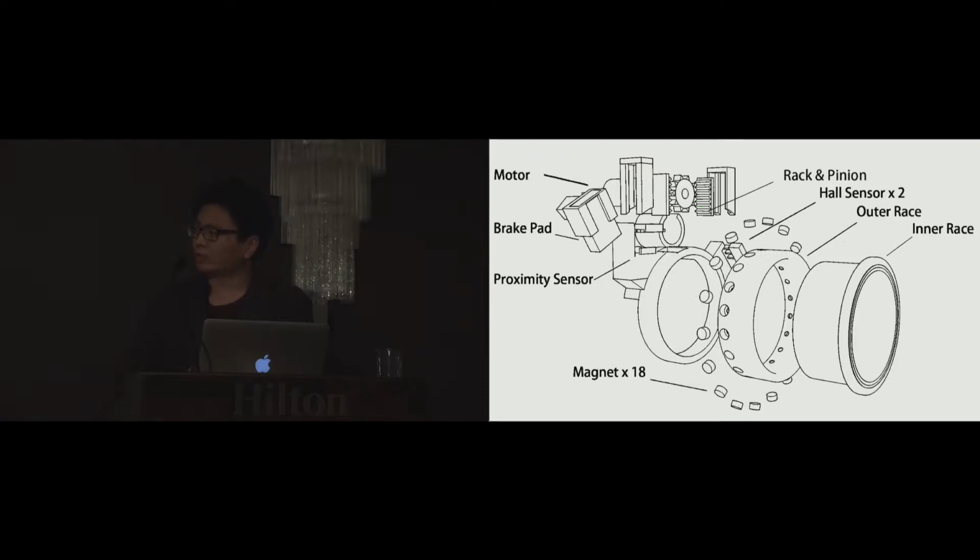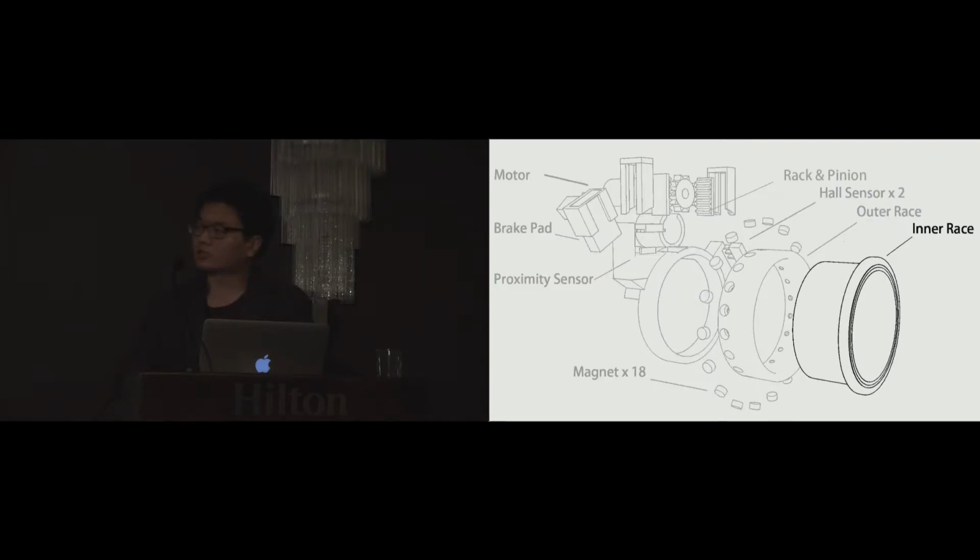This is the exploded diagram of our prototype. It consists of an inner race for fingers to wear, an outer race that is rotatable, 18 miniature magnets that are embedded in the outer race and evenly placed 20 degrees apart from each other with alternating magnetic poles, and a brake pad that provides the friction force to the outer race, the motor and the rack that control the position and the movement of the brake pad, and a proximity sensor that detects the position displacement of the brake pad, and two Hall sensors that detect the magnetic field strengths to infer the rotational angles and directions.